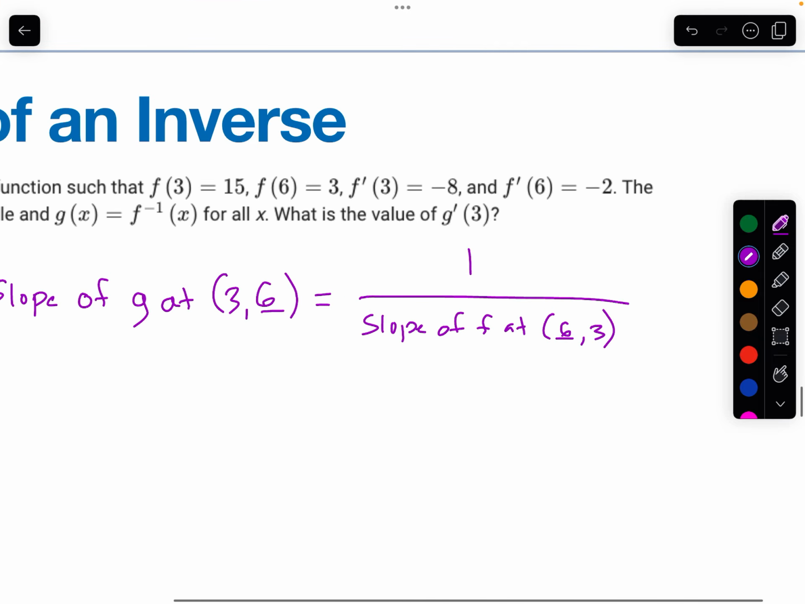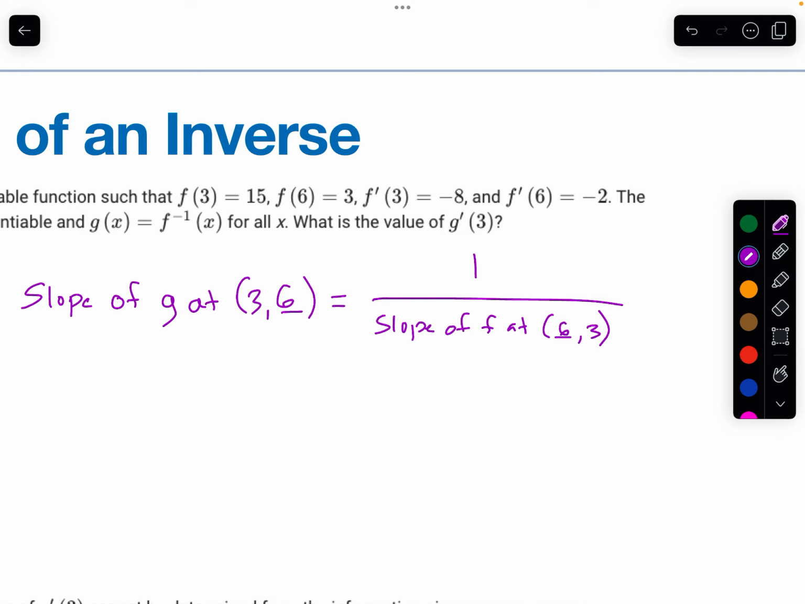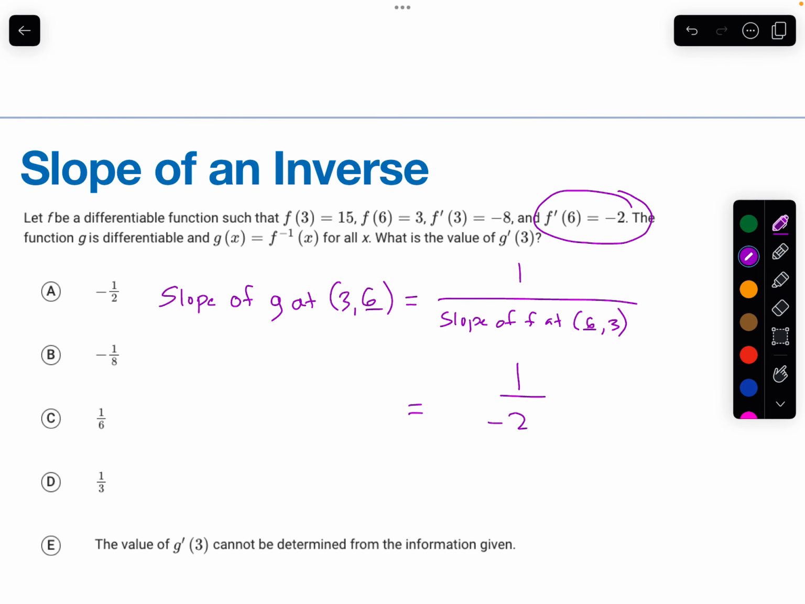So we're trying to find the slope of g at 3 comma 6. That's the reciprocal of the slope of f at 6 comma 3. Well, we know the slope of f where x is equal to 6. We're told that. That slope is negative 2. And so we get our multiple choice here. Kind of a unique situation, but it's cool to know, and it may show up.